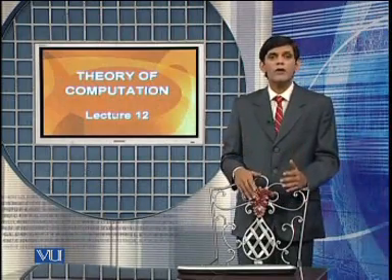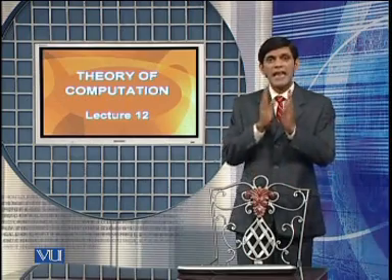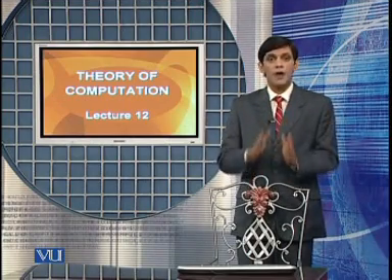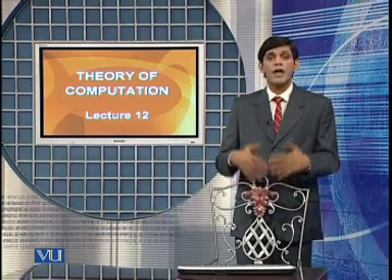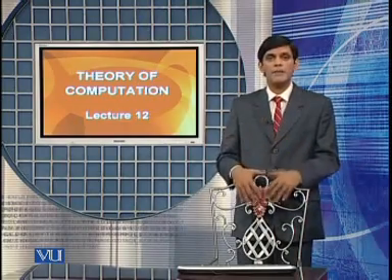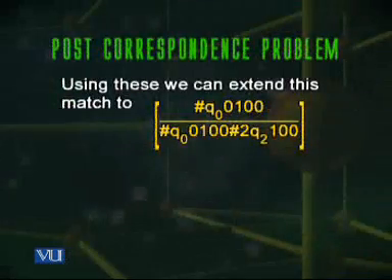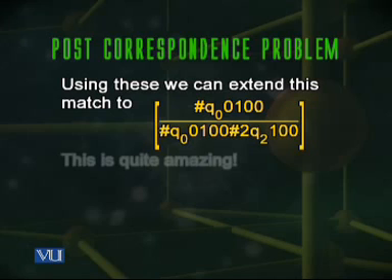Now we want to continue the match. Remember that we also placed all dominoes which had A at the top and A at the bottom. We can use those to continue our match. If we use several of these dominoes, we will eventually reach the following partial match that we have constructed. In the match shown on the screen, at the top you will have hash sign followed by Q0, 0, 1, 0, 0, which is the initial configuration of the machine, whereas on the bottom you have hash sign followed by Q0, 0, 1, 0, 0, hash sign, then followed by 2 Q7, 1, 0, 0.